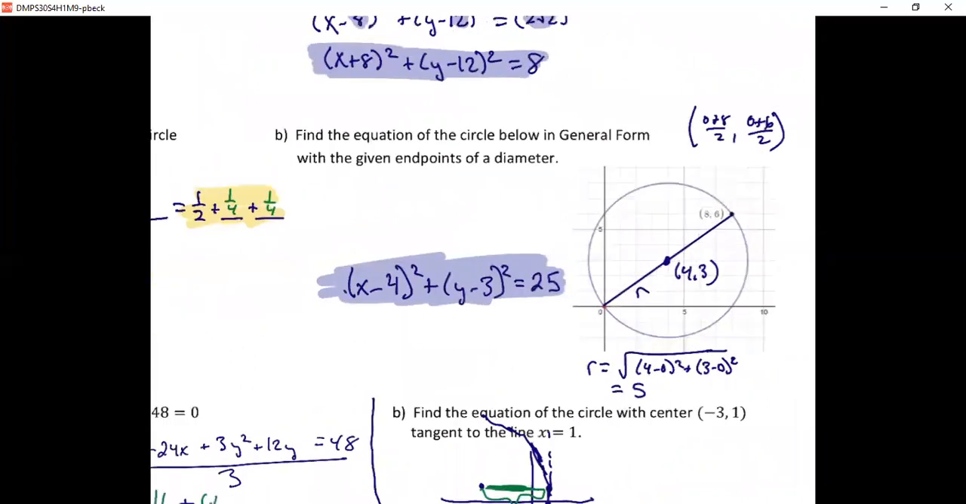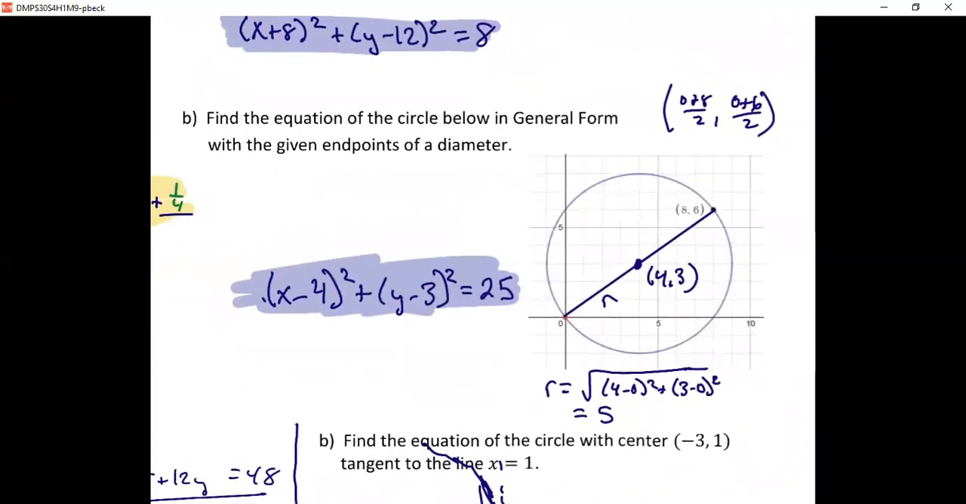Now for part B, find the equation of the circle below in general form with the given endpoints of the diameter. So I need general form, and it occurs to me right now I have standard form, not general form. What I first did was I took this segment and found the midpoint, which is 4,3, and I know a lot of students can find that on their own. And then set up my standard form. Now let's take it to general form.